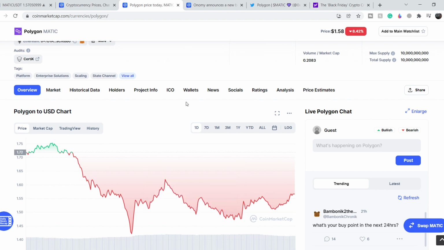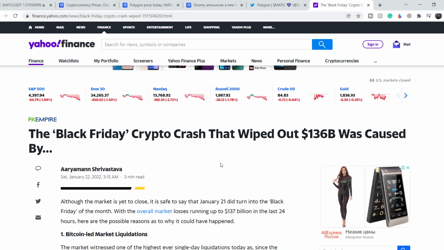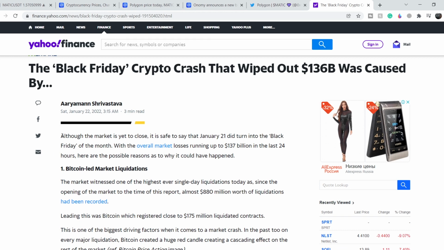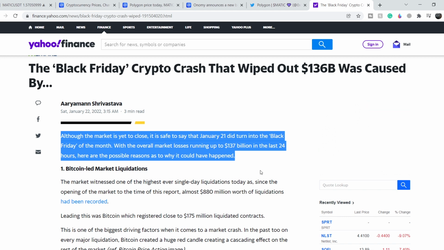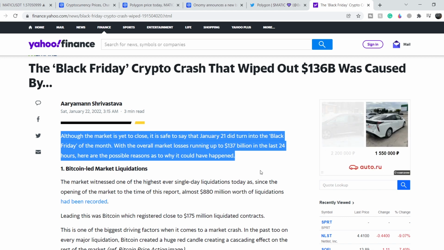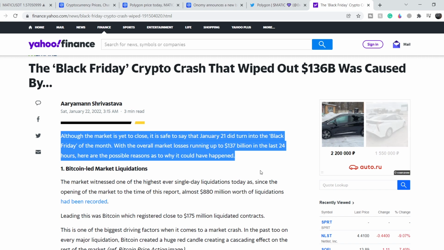So what was the reason for this sell-off? Let me show you right here. This article was published on Yahoo Finance on January 22nd, and it's titled "The Black Friday Crypto Crash That Wiped Out $136 Billion Was Caused by..." And let me quote this. Although the market is yet to close, it is safe to say that January 21st did turn into the Black Friday of the month. With the overall market losses running up to $137 billion in the last 24 hours, here are the possible reasons as to why it could have happened.